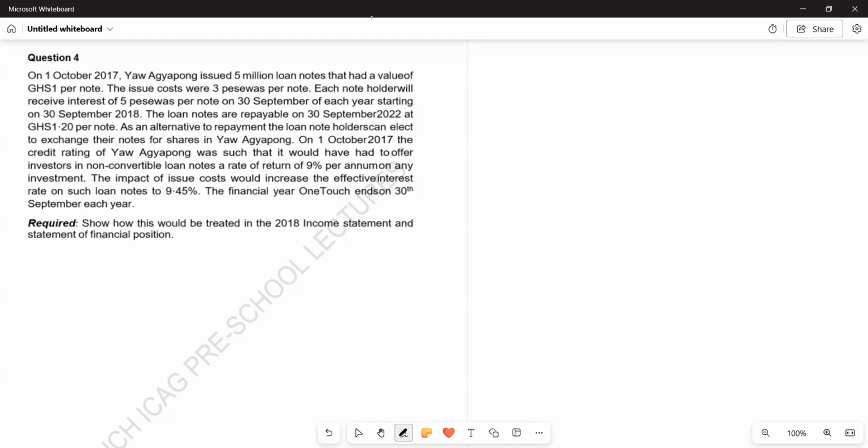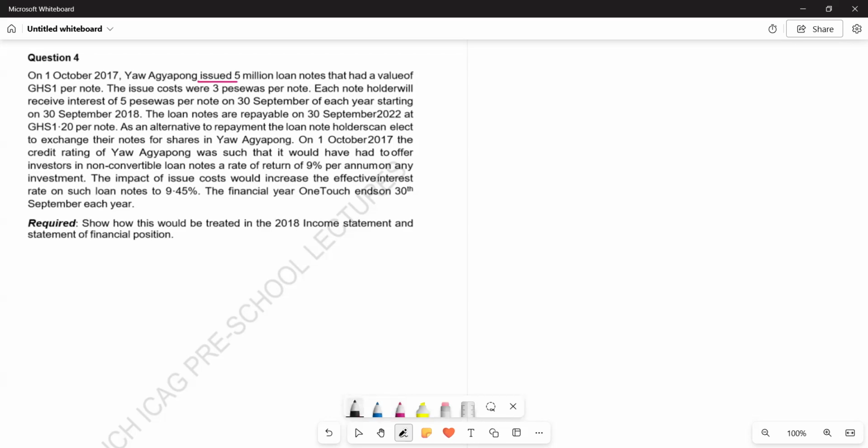Show how it should be treated in the 2018 income statement and financial position. On 1st October 2017, Yao Ejapon issued 5 million loan notes that had a value of 1 cedi per note. Because of the word issued, we should know that we are in the books of who? The issuer, or the seller. So the face value is 5 million. The issue costs were 3 pesewas per note.